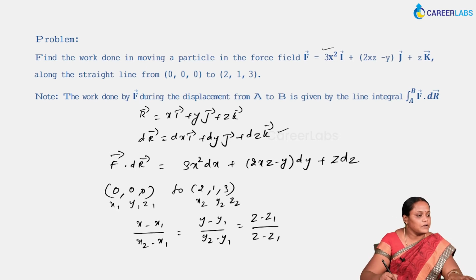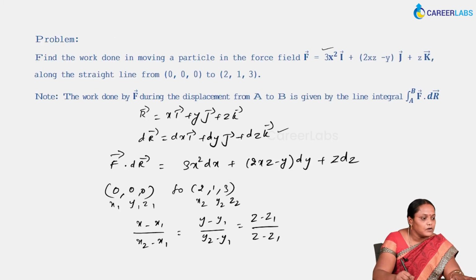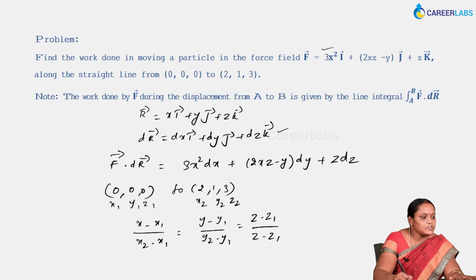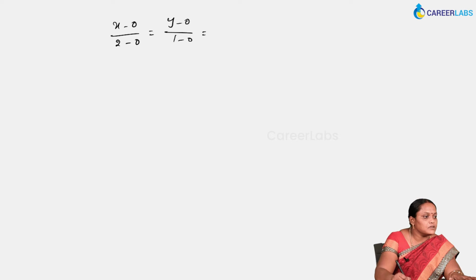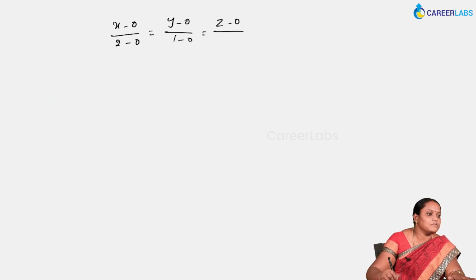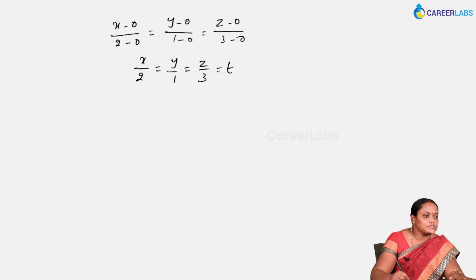So this is nothing but (x minus 0) by (2 minus 0), which is equivalent to (y minus 0) by (1 minus 0), which is equivalent to (z minus 0) by (z2 minus z1). z2 is nothing but 3, so this is 3 minus 0. So this is equivalent to x by 2 is equal to y by 1 is equal to z by 3, which is nothing but equivalent to some t.